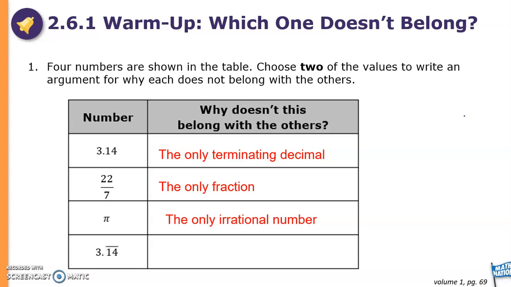And the first one and the last one look very similar, but the last one, 3.14 with that bar, means that it's 3.14, and it continues, which means it is the only repeating decimal. Make sure you have these written down in your table.